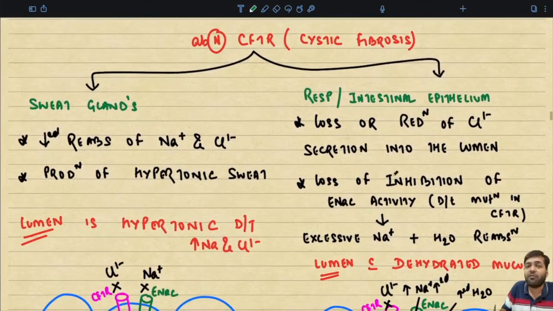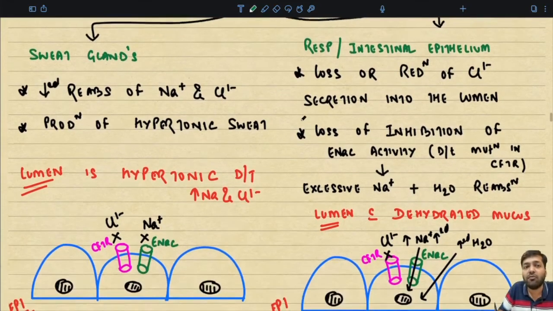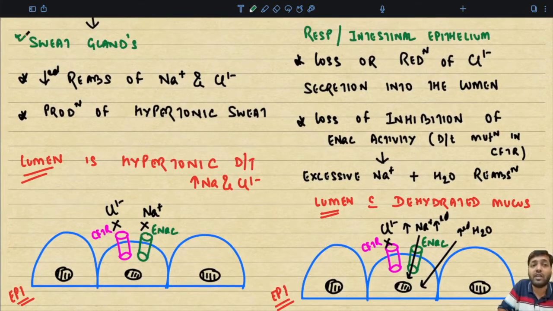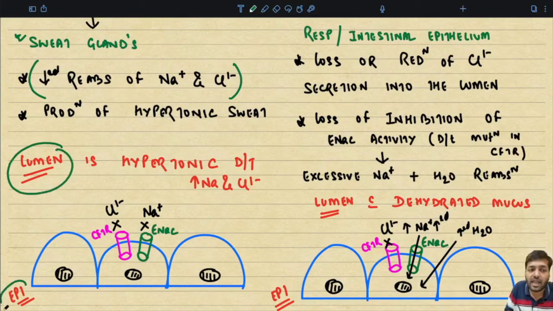In case of cystic fibrosis, wherein we have an abnormally functioning CFTR, let us see what effect we see at the level of the sweat glands. Whatever the normal functioning was, that will be reversed. So now there is a decreased reabsorption of sodium and chloride. This is the lumen over here, and this is the epithelial lining of the sweat duct. Neither the chloride nor the sodium ions are reabsorbed. As a result, the lumen contains an excessive amount of sodium and chloride.